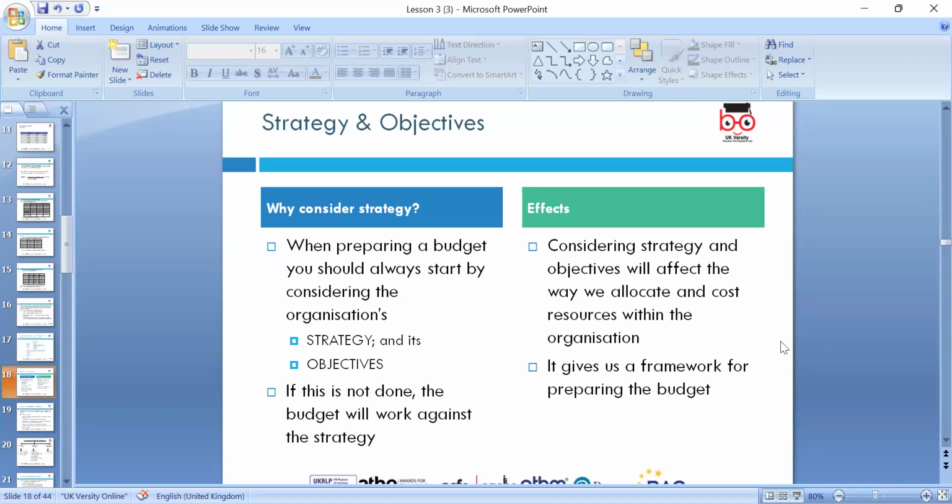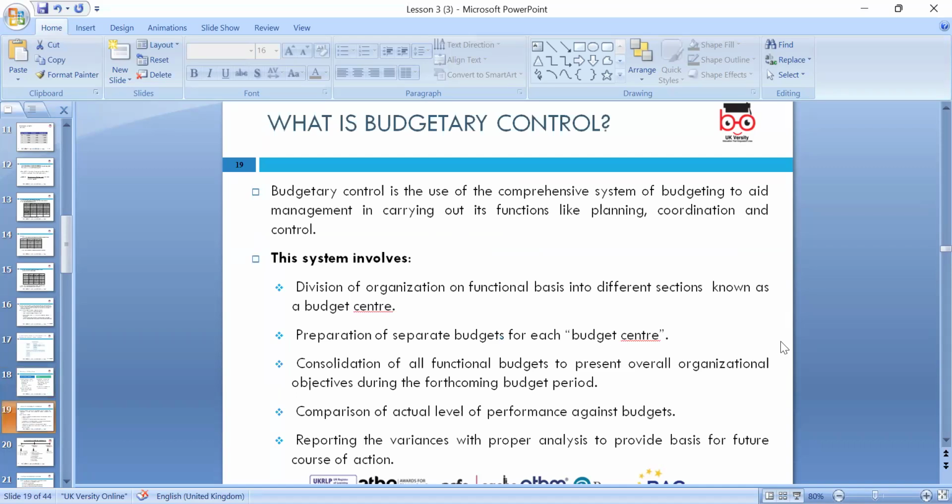We can think about the strategy. Strategy means action plan. We can look around the objective. Any strategy you make, we can look around the factor, where the money will come from. And you need to control. Control is a corrective action. So the budget function is planning, coordination, and control. Budget helps you to really function the organization.